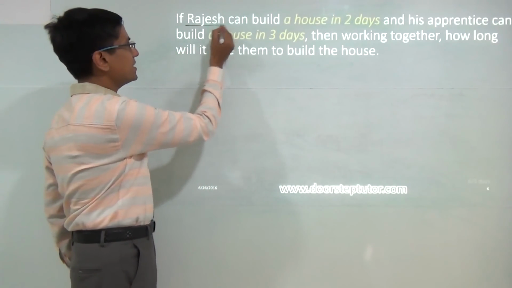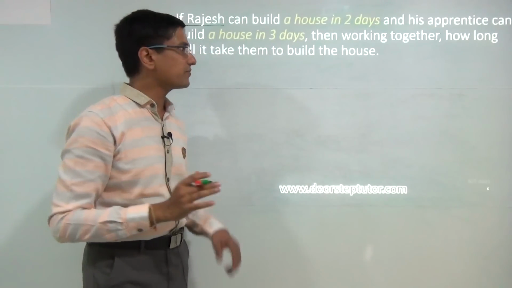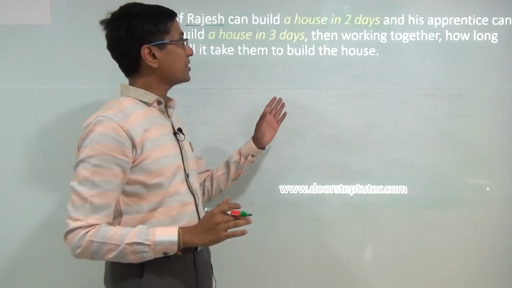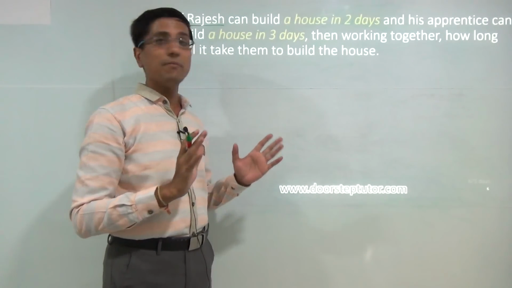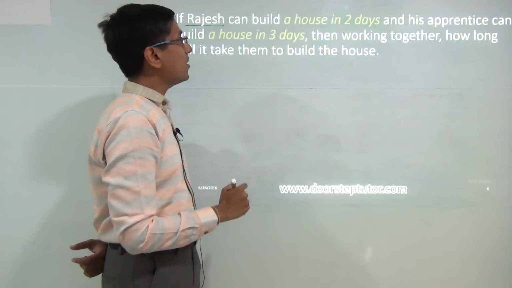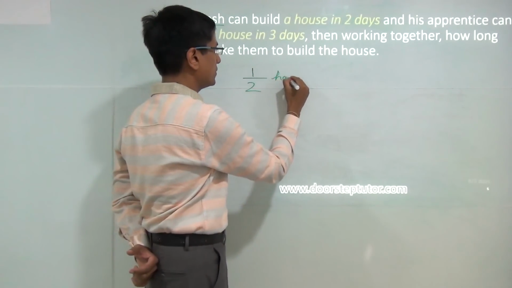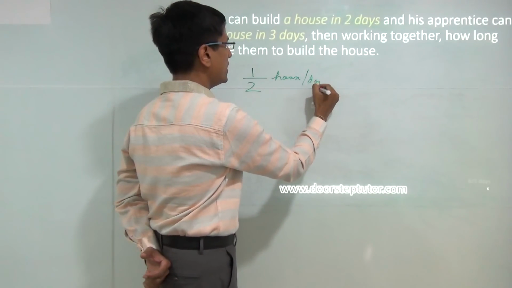So this person Rajesh can build a house in 2 days. I mean, he is a very fast worker. By the way, let me tell you that I would love to have him build my house in 2 days. Wow. So what is his rate of work? Half house per day. We already saw this.